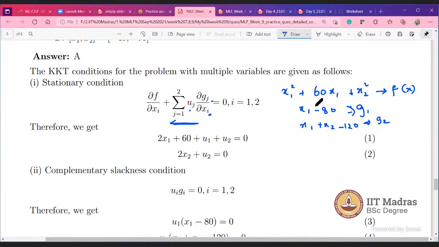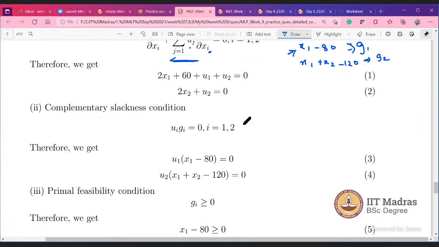For the second equation, we differentiate with respect to x2. We get 2x2, and G1 has no x2 term, so 0 times u1, plus u2, equal to 0. So that is our stationarity condition.